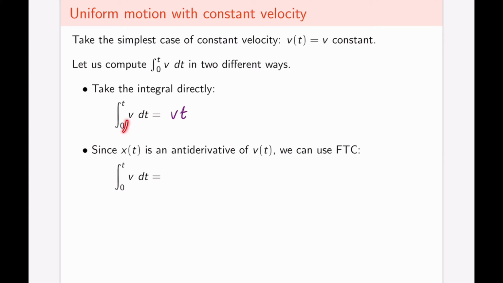Now, this is a definite integral between 0 and t, so I have to evaluate it at those 2 points. This is a bit confusing here because I called both of these values t, but I didn't want to introduce another variable. So I'm going to plug t in for t minus plug in 0 in for t. So I'm going to get vt minus v times 0, so simply vt. And this makes perfect sense. So this is the distance or the displacement traveled.